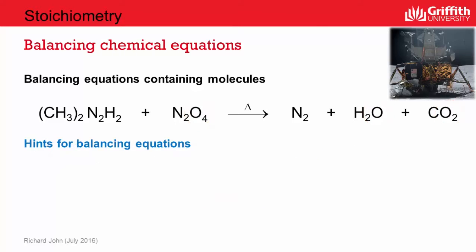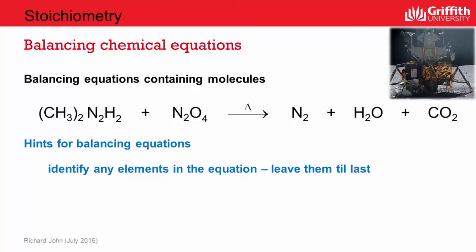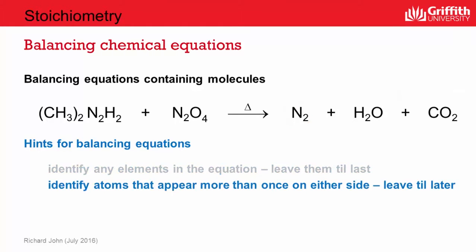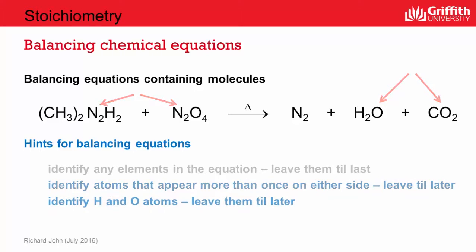So you'll remember our hints for balancing equations. They're still valid here. We're going to identify any elements in the equation and we're going to leave them till last. So we can see that nitrogen here is an element and we'll leave nitrogen till last. We're going to identify atoms that appear more than once on either side. I'm going to leave them towards the end as well. And we can see that oxygen appears more than once on the right hand side of the equation. It appears in 2 substances, and we can see also that nitrogen appears in 2 substances on the left hand side. So that's another reason to leave nitrogen till the end.